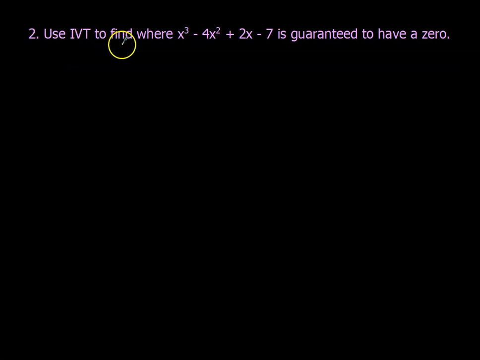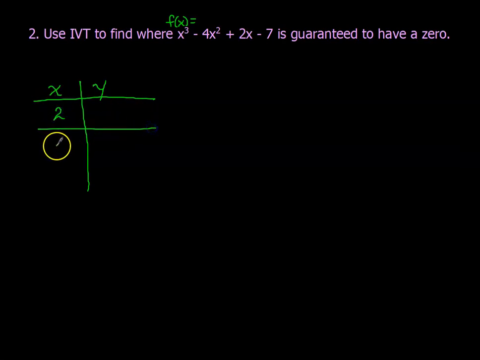Use the intermediate value theorem to find where f of x equals x to the third power minus 4x squared plus 2x minus 7 is guaranteed to have a zero. So in this case, they don't give you the x values. You kind of have to use your Algebra 1 skills and plug in the x values that you want and see if there's a sign change in the y values. When there is a sign change in the y values, that's where you're guaranteed to have a zero. So I'm just going to find some values to plug in.